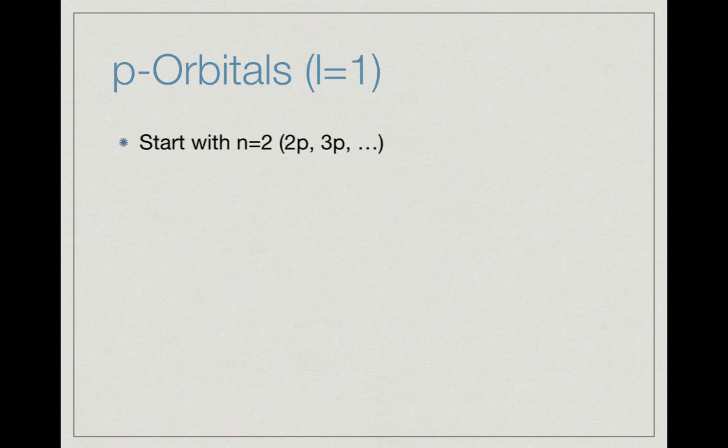We can look at p orbitals, and p orbitals have an L of 1. So these start with an n equal to 2. There's no such thing as a 1p orbital. We can only start with 2p orbitals. And so we have 2p's, 3p's, 4p's, etc.